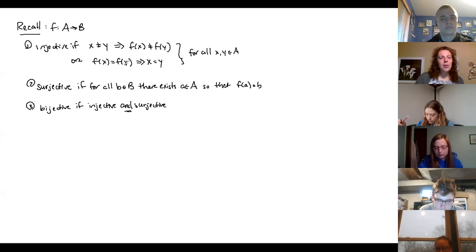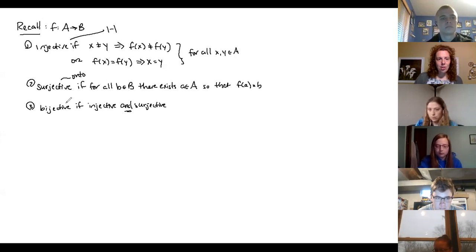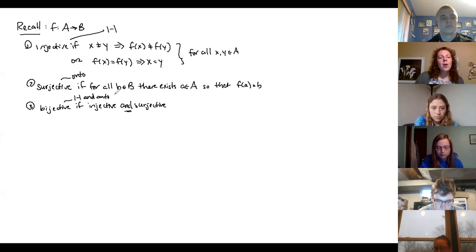Okay, and remember there are also shorthand ways of saying each of these. Injective is one-to-one, surjective is onto, and bijective is usually referred to as one-to-one and onto, or if you want to be fancy, you can say one-to-one correspondence. Both get used, but one-to-one and onto is just a little bit easier to say.